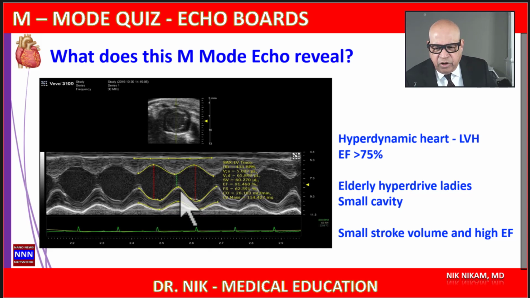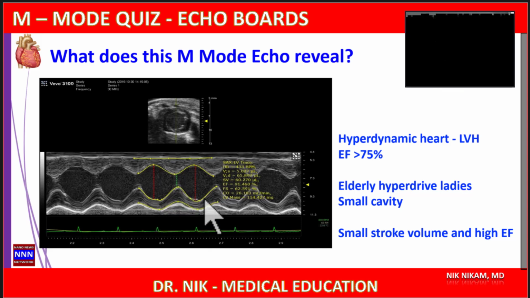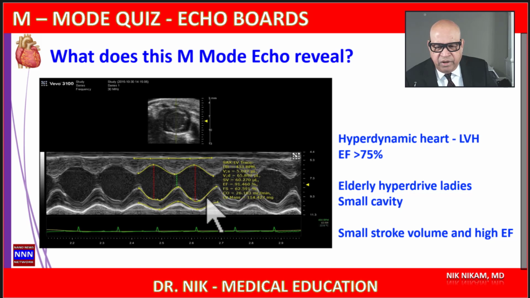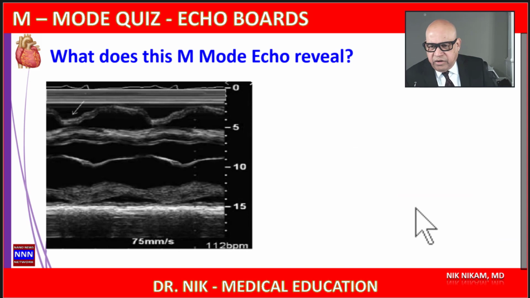Of course, we have normal wall motion here, and there may also be some evidence of left ventricular hypertrophy that we see in these patients. Obviously, these patients have a small stroke volume, even though they have a pretty high left ventricular ejection fraction. All right, let's continue. What are we seeing here, and what is your diagnosis?